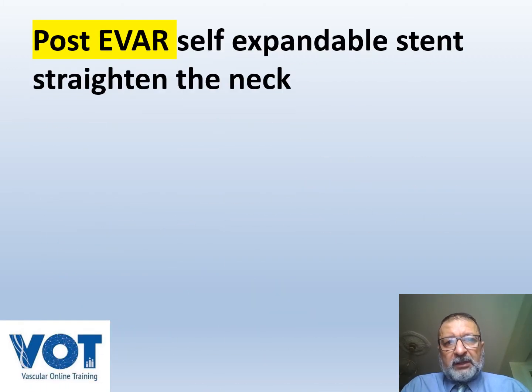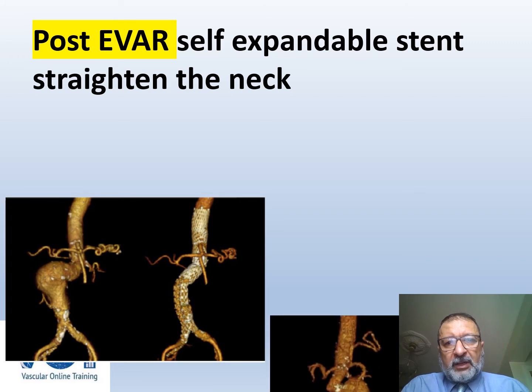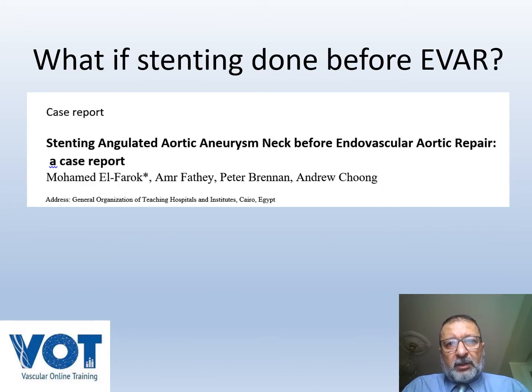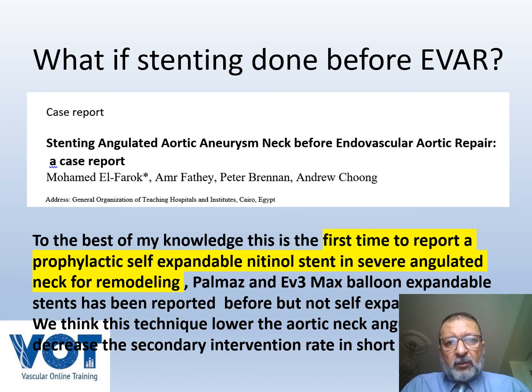Here is a very nice demonstration of the effect of a stent in an angulated neck. Very logical. When you have a severe angulation like this one and you put a stent, it makes the angulation become less. It straightens the angulated neck. This is confirmed by multiple cases before and after EVAR. So my idea was, what if we put a stent before we use the EVAR?